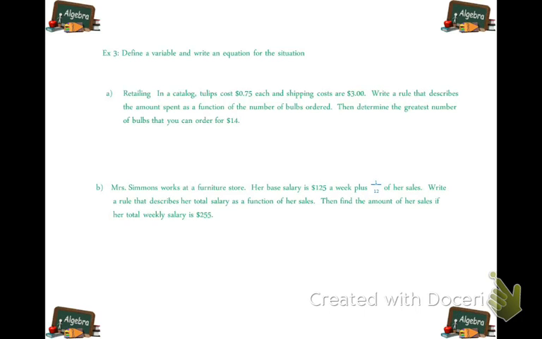Okay, example 3. In a catalog, tulips cost $0.75 each. So it's 0.75 for each tulip. And shipping is $3. You always pay shipping $3. Write a rule that describes the amount spent as a function of the number of bulbs. So it's how much it costs you. Okay? That's the first step.